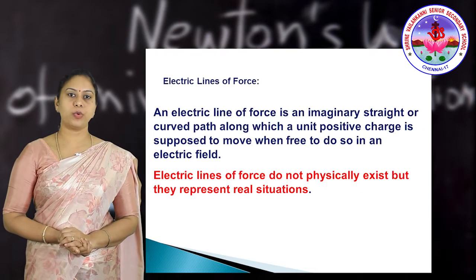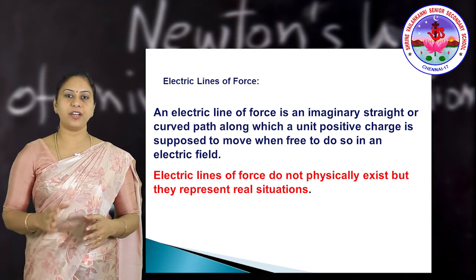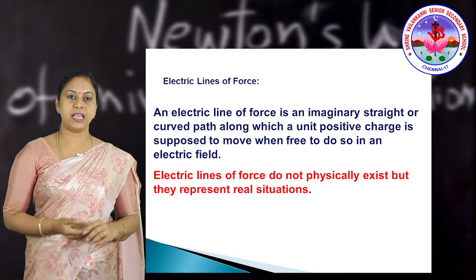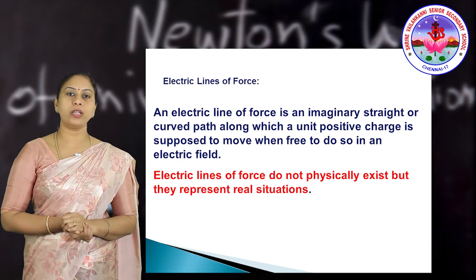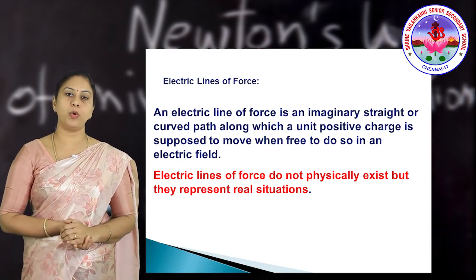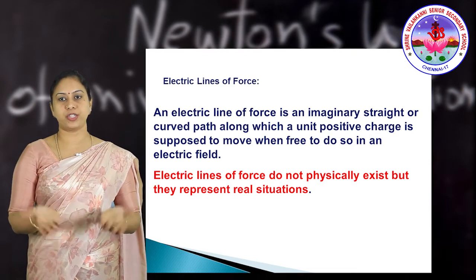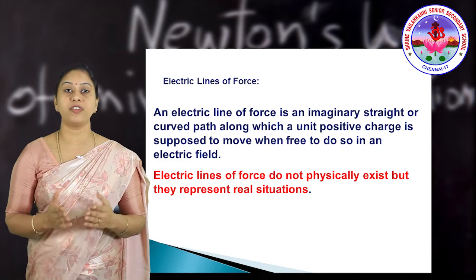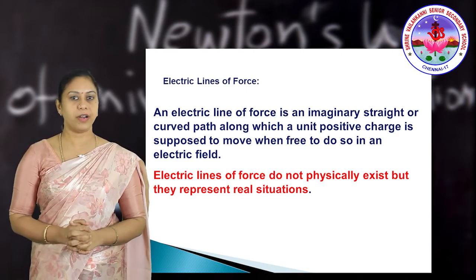Next one is electric field lines. The electric field lines, or lines of force, are imaginary lines. These are the curved or straight paths along which a unit positive charge is supposed to move when it is free to do so in the electric field. The electric lines of force do not physically appear; they exist as imaginary lines.